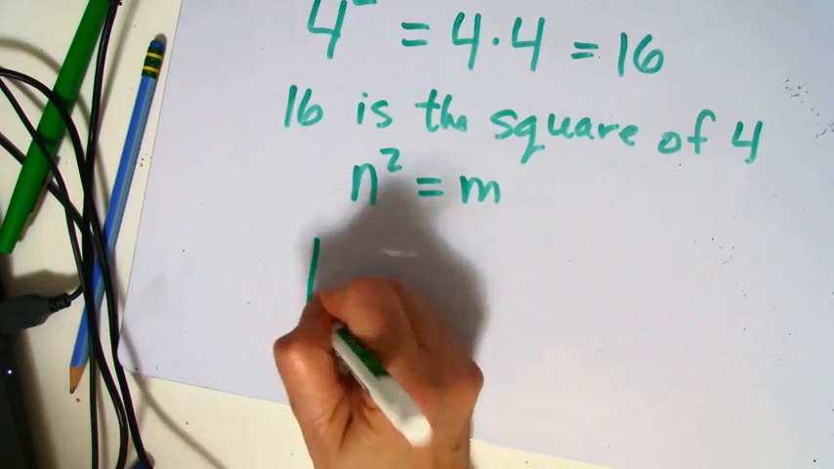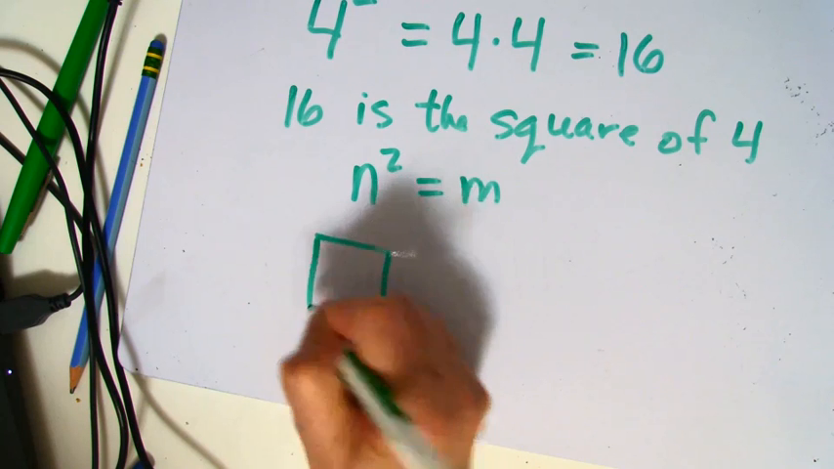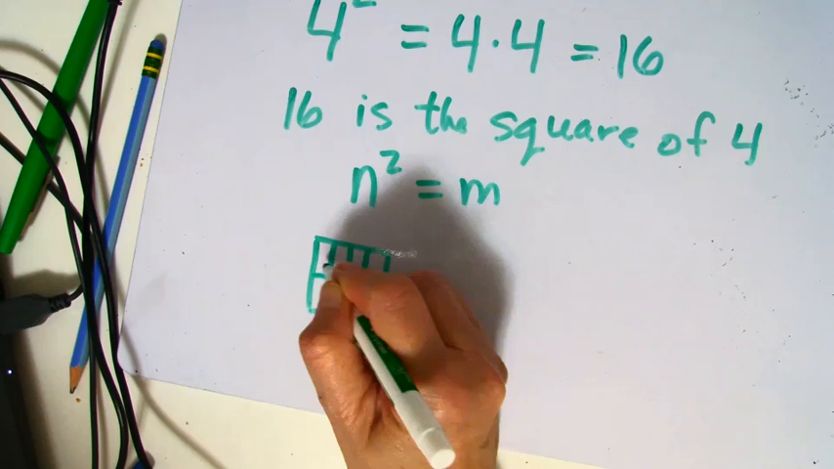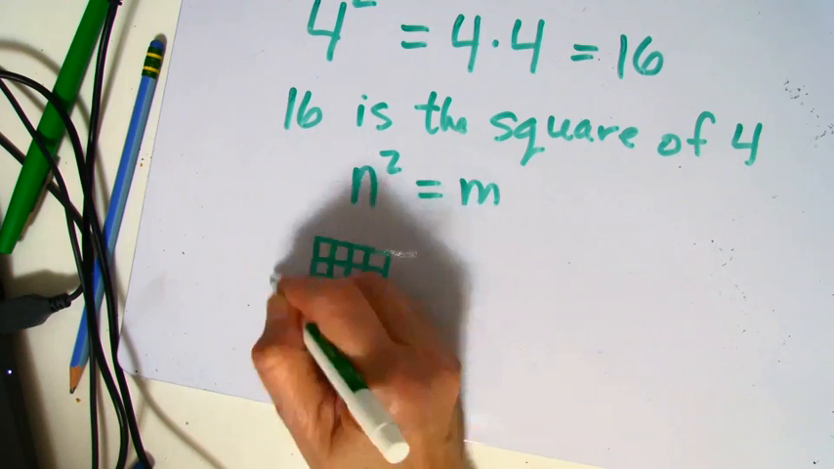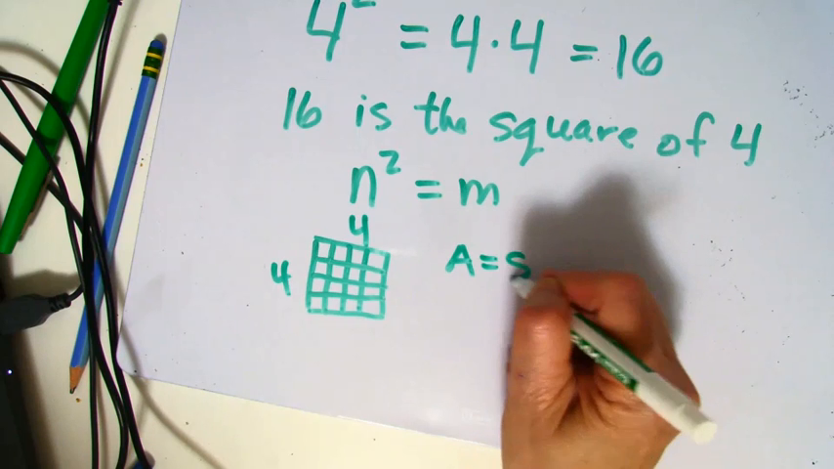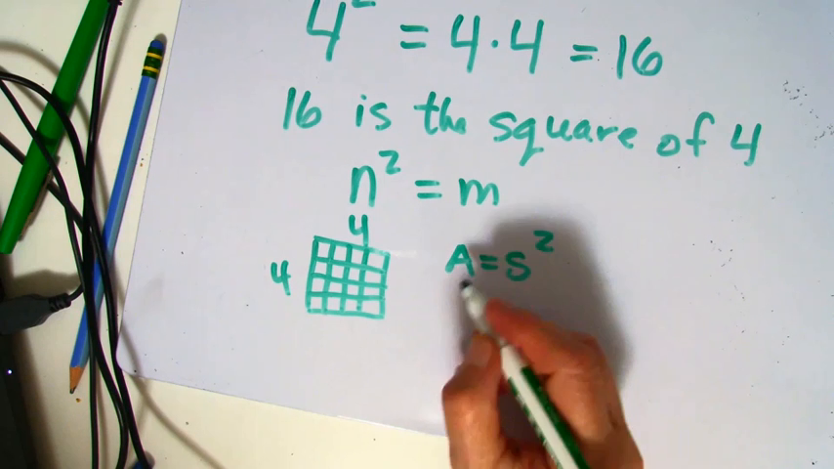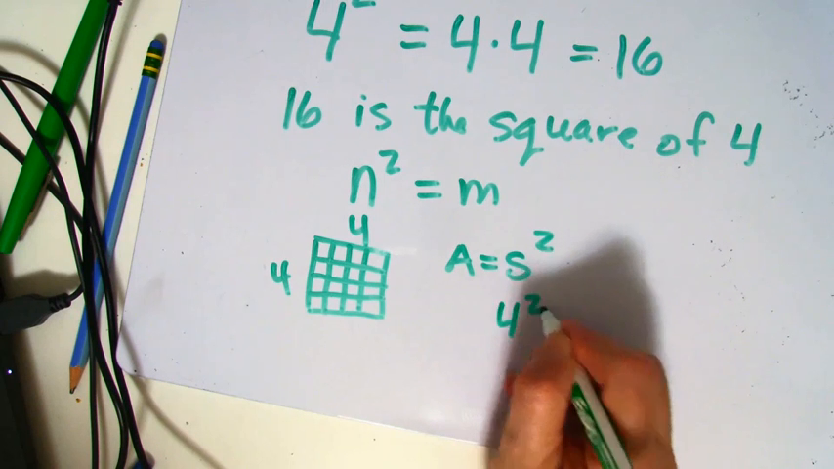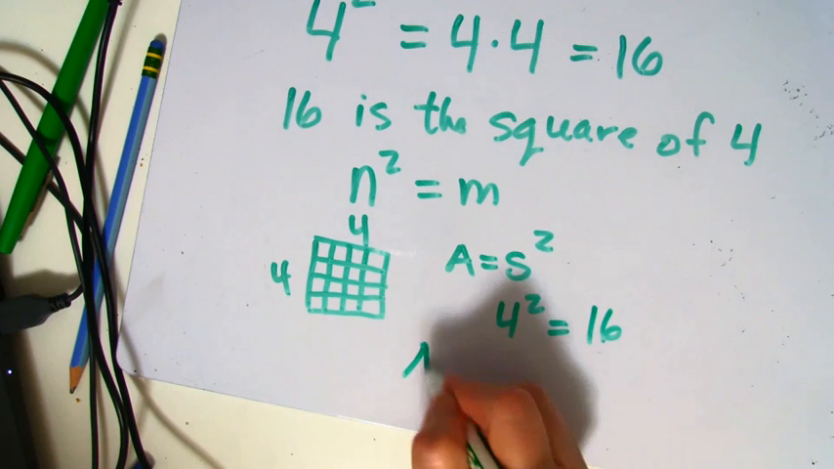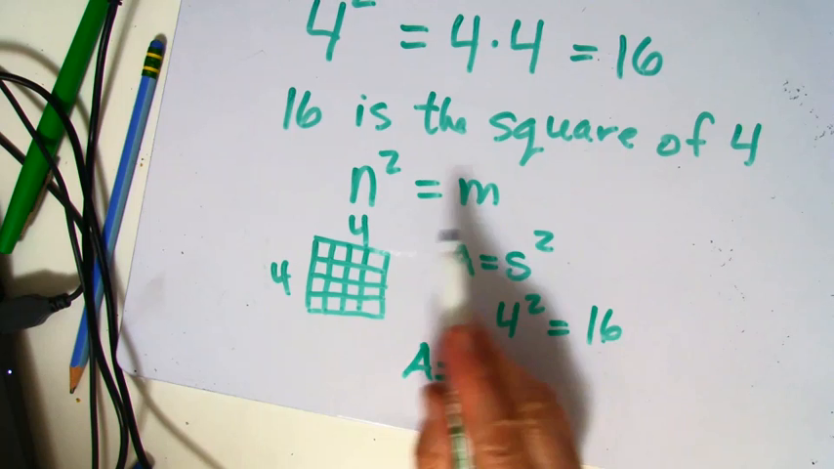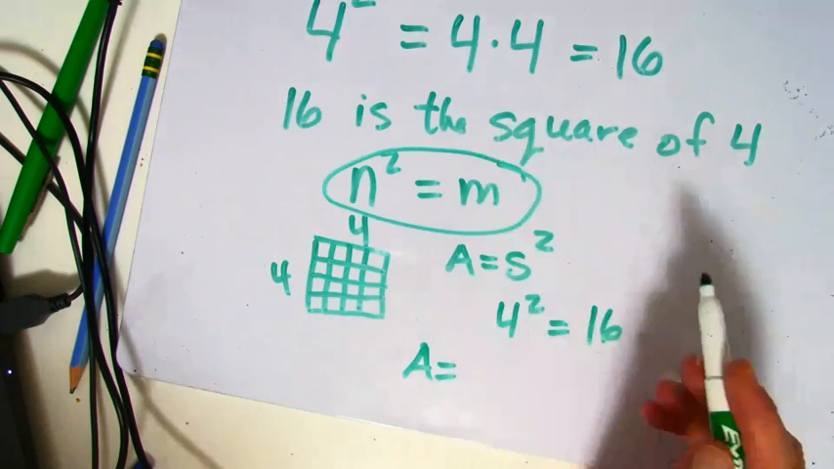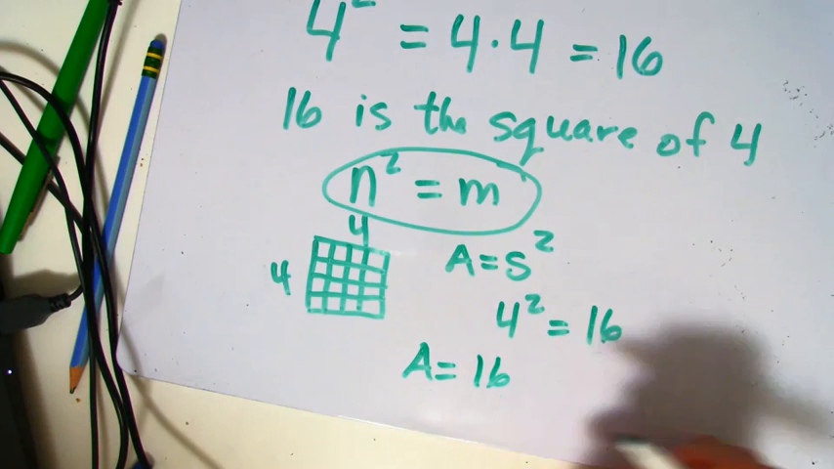If you think of an area problem where we have 4 rows and 4 columns, and we want to find the area, we know the formula is side squared. So 4 squared will give us 16. So the area is similar to the square of that number, similar to this situation here, 16.